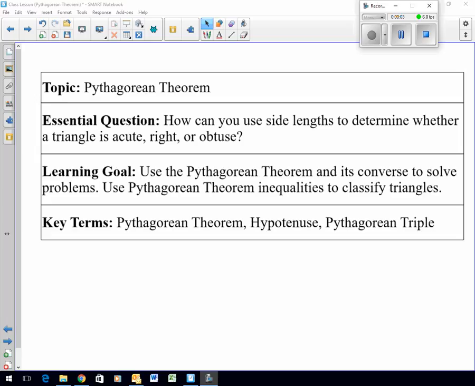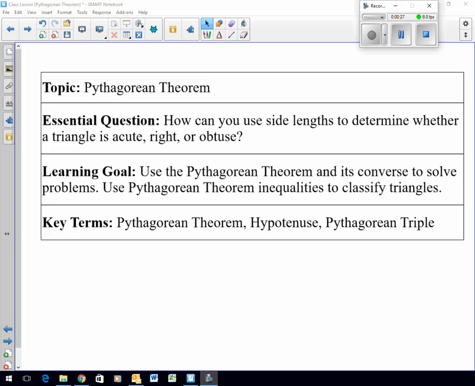What we're trying to do is figure out how we can use these side lengths to determine whether a triangle is acute, right, or obtuse. Acute, right, or obtuse. Use the Pythagorean theorem and its converse to solve problems, using the Pythagorean theorem inequalities to classify triangles. Pythagorean theorem, hypotenuse, Pythagorean triple.